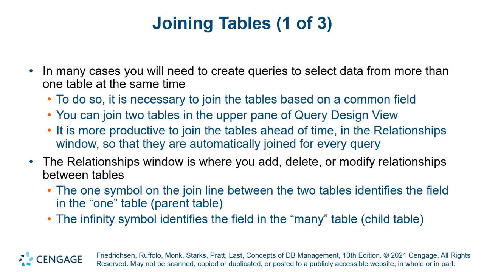But if that relationship isn't set up, or if we need to query some data where there isn't a relationship there, we can join them through the query design view. In the upper pane of the query design view, where we have our list of tables and attributes, we can create a join between tables, and it looks very similar to a relationship. If those relationships don't already exist, we can do that in query design view, and we'll take a look at that here in just a second.